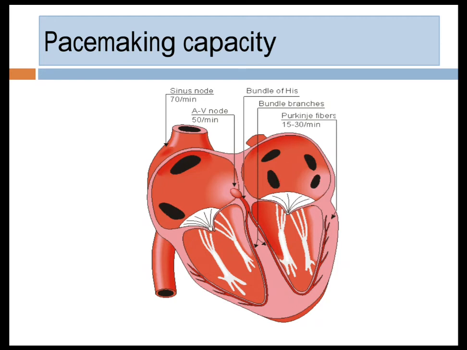But I am just giving you the capacity of the pacemaking system. If we take the Purkinje fibers into account, they can still make their own waves at the rate of 15 to 30 per minute. So that means the SA node, AV node, bundle of His, the branches of His, and the Purkinje fibers are all capable of pacemaking. They have some capability to make the beats. So that is the kind of pacemaking system present in our heart.